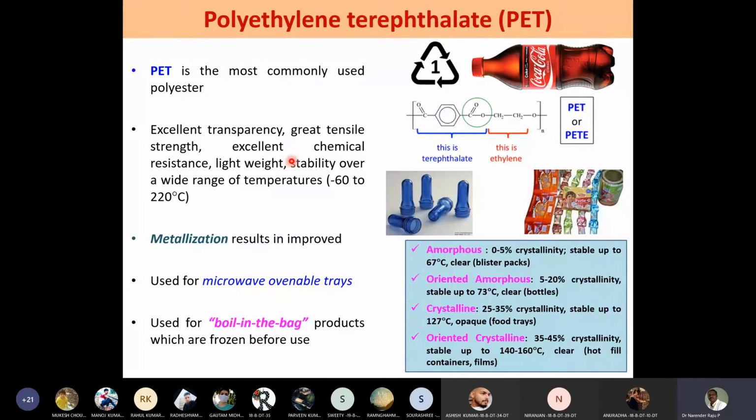Whether there is any migration, any safety related issues with most of the plastics for that matter. This study was conducted in partnership with the Indian Institute of Packaging. The study revealed that among all the plastic packaging materials used for food applications, polyethylene terephthalate is the safest plastic with near zero migration.